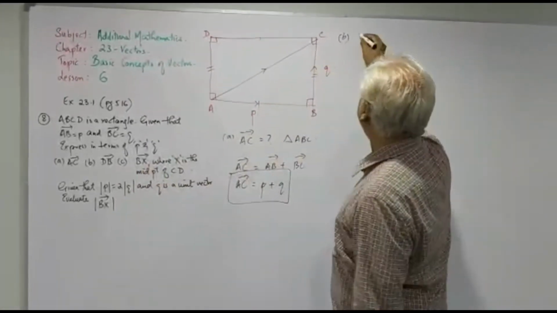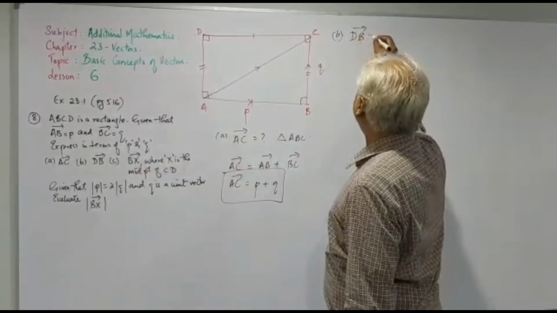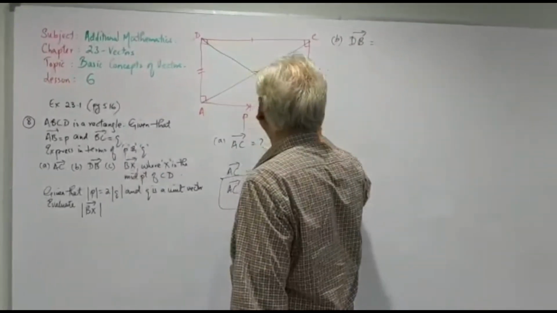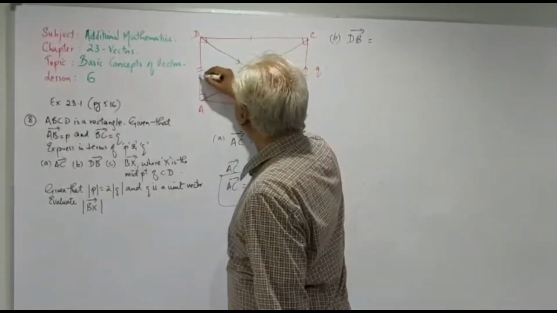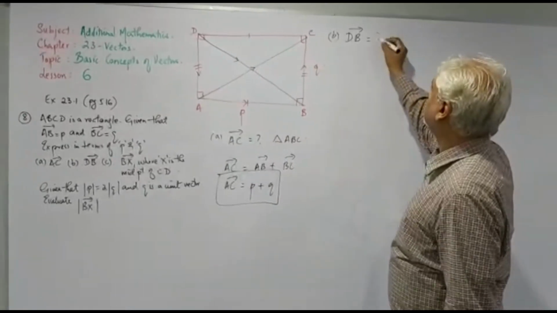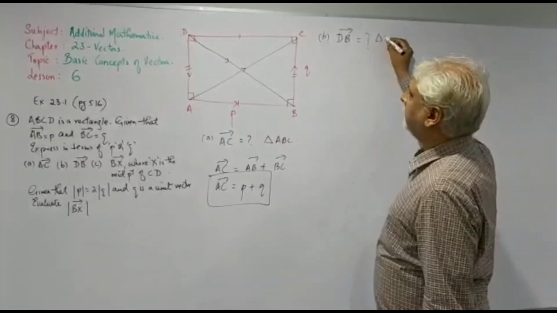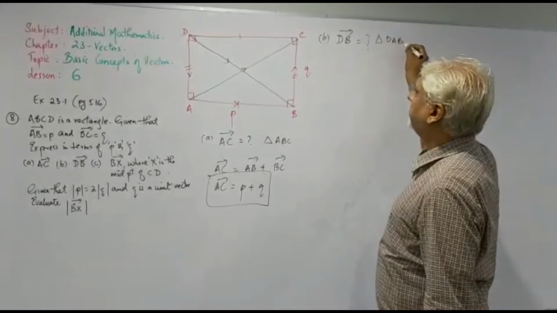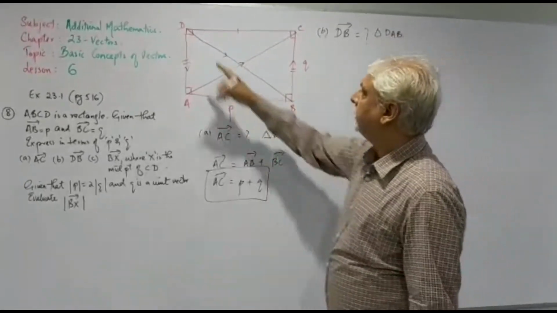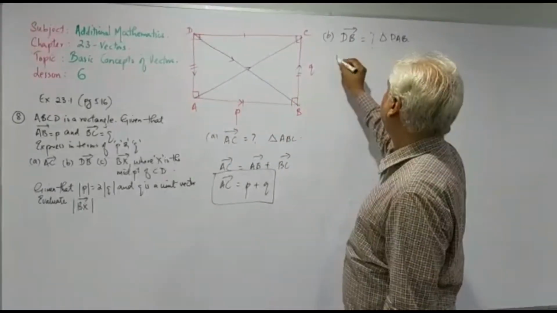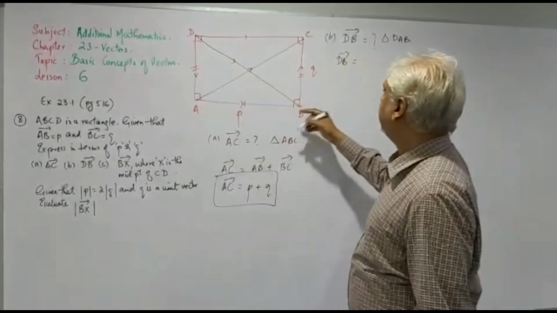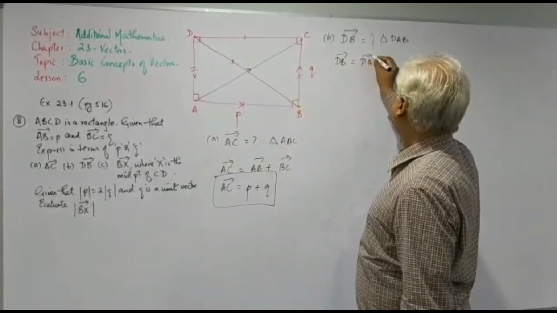DB, vector DB. Now DB would be here. This is DB. So it moves like this. So in DB, we will consider triangle DAB. So you have DB equal to DA plus AB.